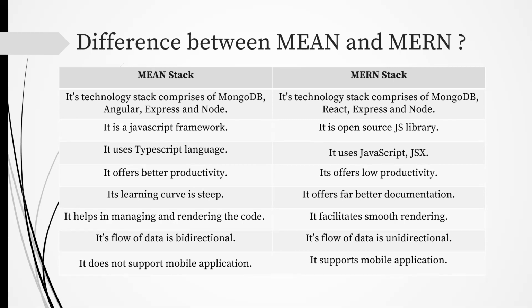MERN offers better productivity, while MEAN offers lower productivity. Its learning curve is steep. It offers far better documentation. MEAN stack helps in managing and rendering the code, and MERN stack facilitates smooth rendering. The flow of data in MEAN stack is bidirectional, and the flow of data in MERN stack is unidirectional. MEAN stack does not support mobile applications, and MERN stack supports mobile applications.